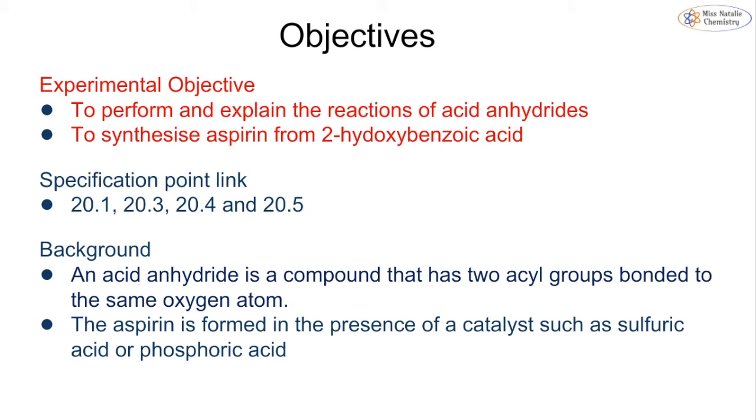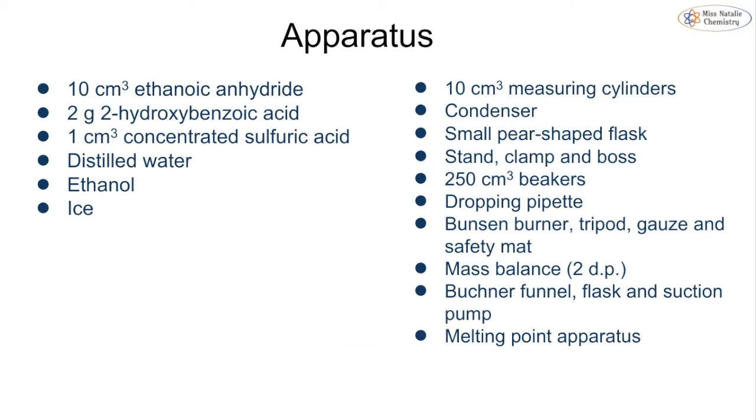Aspirin is formed in the presence of a catalyst such as sulfuric acid or phosphoric acid. So what we're going to need here is our acid anhydride, in this case ethanoic. We're going to be using 2-hydroxybenzoic acid because that's our starting reagent, and of course we need our catalyst. We're also going to be using distilled water, ethanol and ice, plus a number of different laboratory equipment such as measuring cylinders, pear-shaped flasks and Bunsen burners, and of course our vacuum suction.